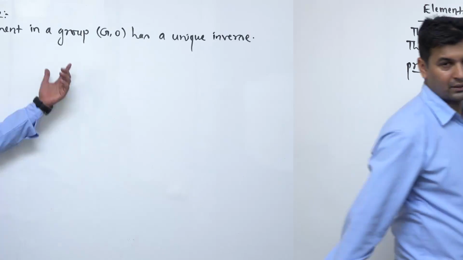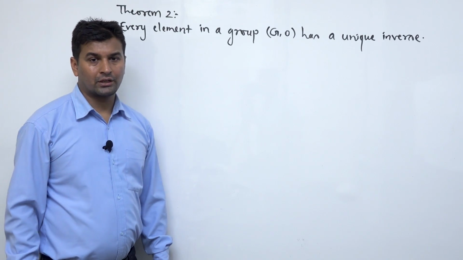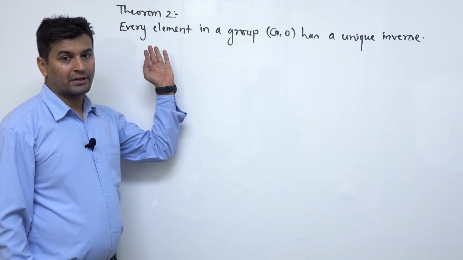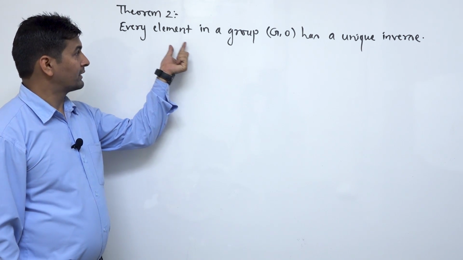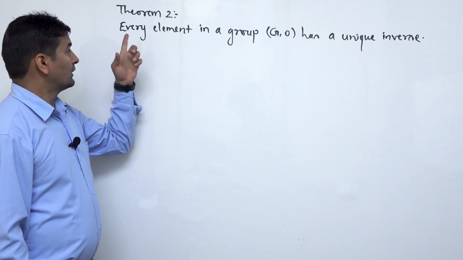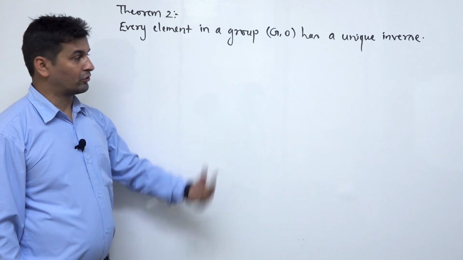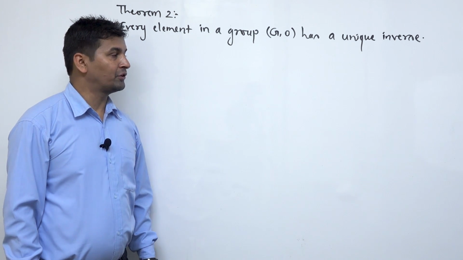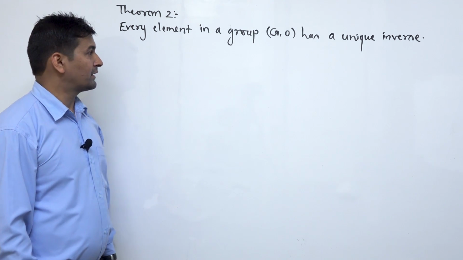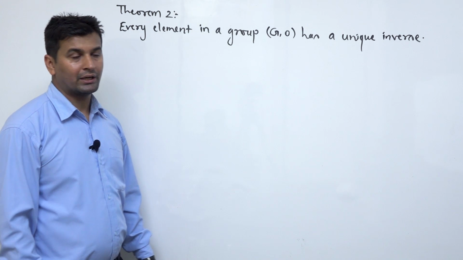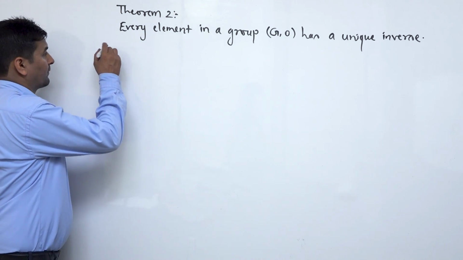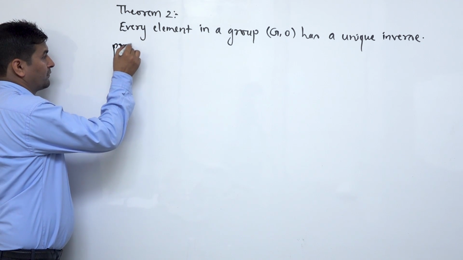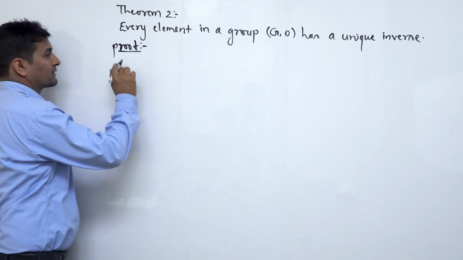This is proved. Now we are in second theorem, theorem number 2. We are in elementary properties of group. For this, we prove theorem number 2. Theorem number 2 is: every element in a group Z comma not has a unique inverse. We prove it. Proof. अहिलेको जस्तै हो यो पनि, अगाडिको जस्तै.